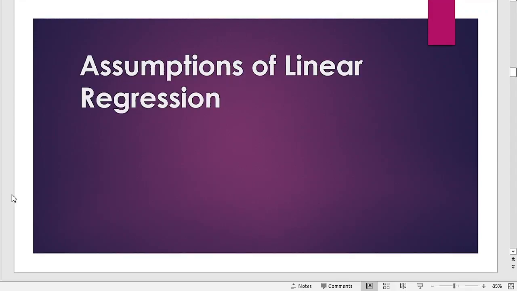Second question. Assumptions of linear regression. Key assumptions of linear regression are: first, linearity. The assumption is that the relationship between independent and dependent variable is linear.